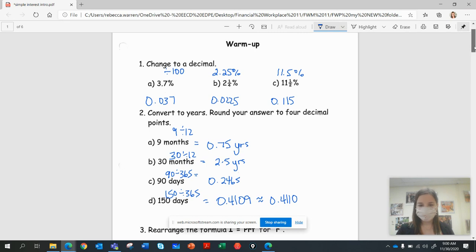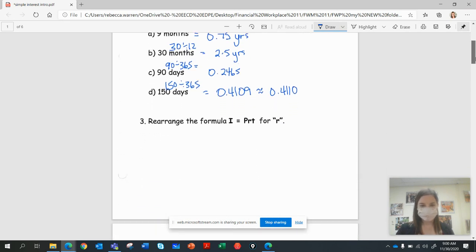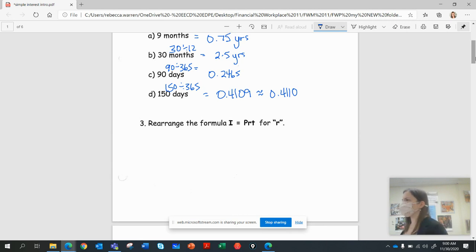So the next part, rearranging the formula. I'm actually going to show you guys a little trick for this. It might seem weird at first, and some of you might have already seen it. I think a few teachers show it this way. The more you use it, the easier it gets. So instead of using I equals PRT and trying to figure out how to rearrange for R, which you can do, I'll do that quickly.